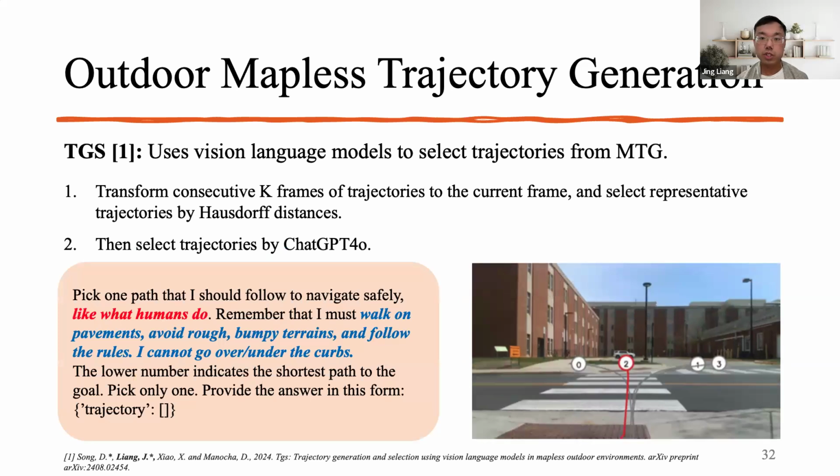And then we use ChatGPT 4.0 to select one trajectory to follow. On the left-hand side, the prompt shows that we want to select the trajectory similar to what a human does. We also apply constraints such as the robot should walk on the pavement, avoid bumpy terrains, and follow the rules of traffic. For a wheeled robot, we also add the constraint that it cannot go over the curbs. The selected trajectory is marked in red, as shown in the right side figure.